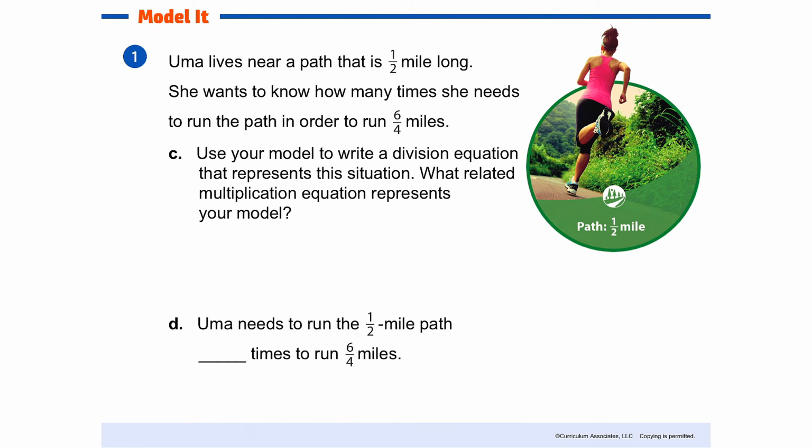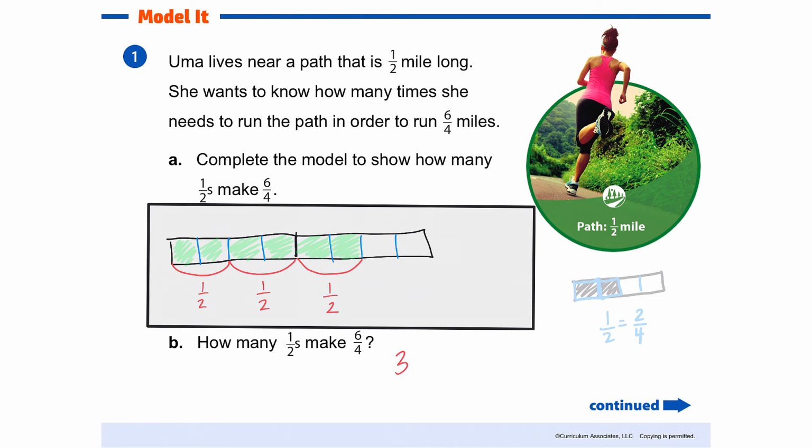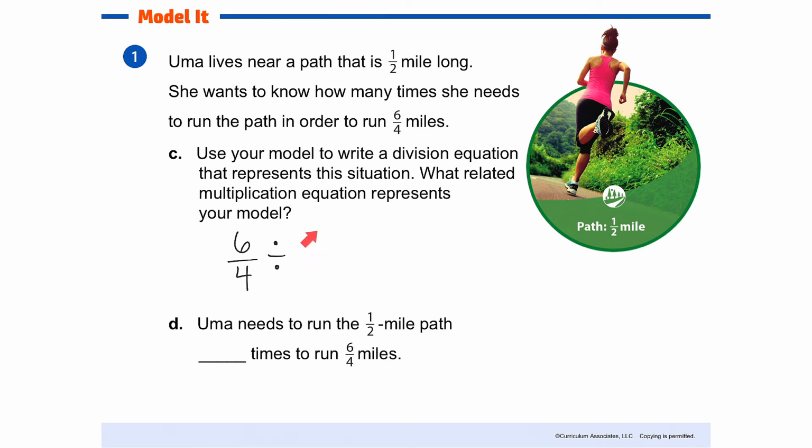Looking at this next part, it says to use a model to write a division equation that represents the situation. So we started with 6/4, and then the jumps that we did, what we counted by in the red portion, I'll show you here, we're dividing it into groups of half. So that's going to be my divisor. Okay.